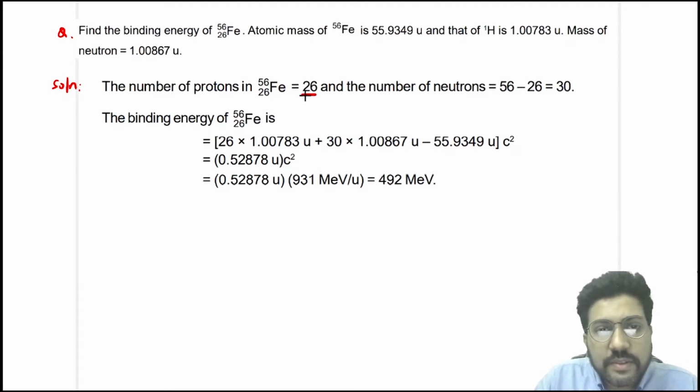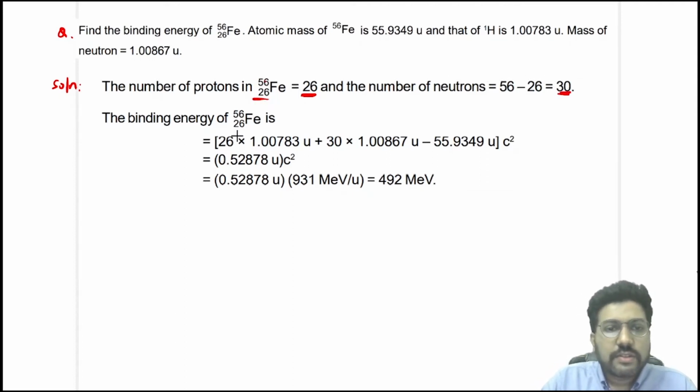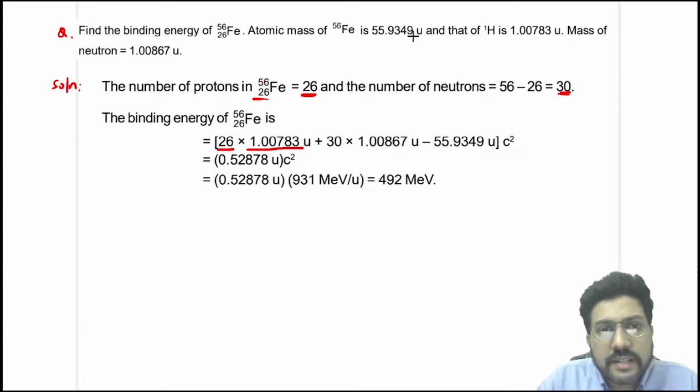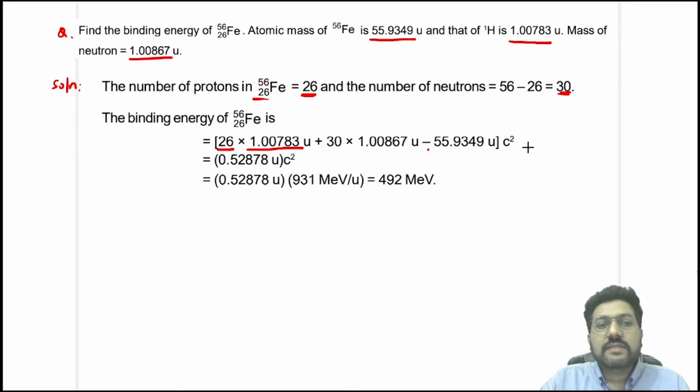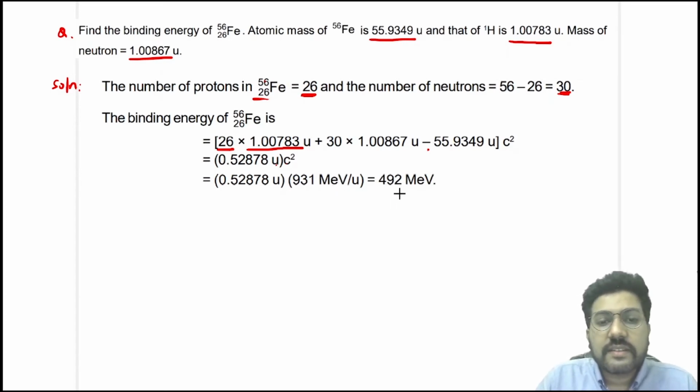Here you can see that you have 26 protons and 56 minus 26, that is 30 neutrons. So you will write the binding energy is 26 multiplied by the mass of hydrogen atom, plus 30, the neutron number, multiplied by the mass of neutron, minus the mass of atom, multiplied by C squared. This is the mass defect multiplied by C squared. But you know that 1 amu into C squared is approximately 931, you can write 931.5 also, so 931.5 mega electron volt. From this you will get the binding energy as 492 mega electron volt.